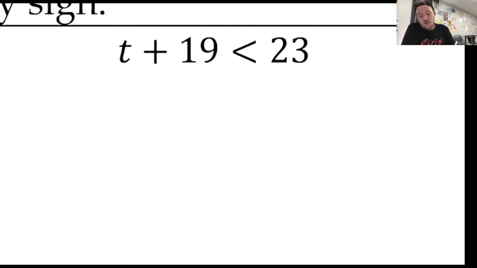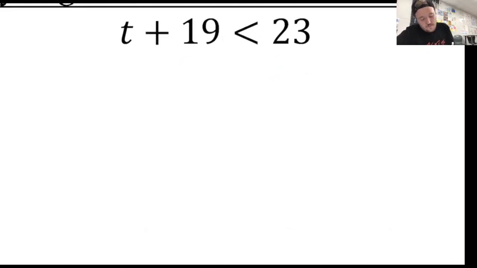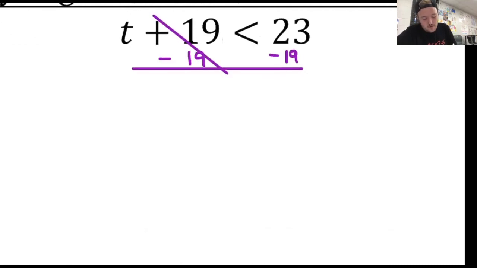When we're solving these, we solve them the exact same way you would solve an equation. You're still doing your inverse operations, you're still doing SADMEP: addition, subtraction first, multiplication, division next, any exponents, which we don't have to worry about, and parentheses, which we don't have to worry about yet. Okay, all right, so I have t plus 19 less than 23. So I'm going to subtract 19 first. So the 19s will zero out. So I'm going to have t less than 23 minus 19, which gives you 4.